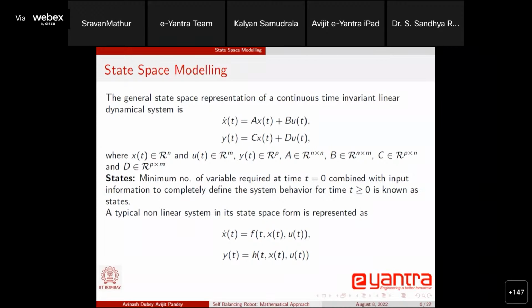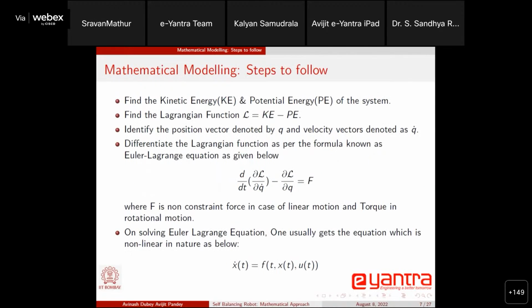Usually you try to represent your system with a linear equation, but the fact is that every system is usually non-linear in nature. So when we derive the first equation, it is usually non-linear. Then we try to bring it into a linear form so that we can work with it, because we are only good in linear control strategies. Although non-linear controllers are there, most of the time we work with linear controllers. So we need to bring our system into linear form.